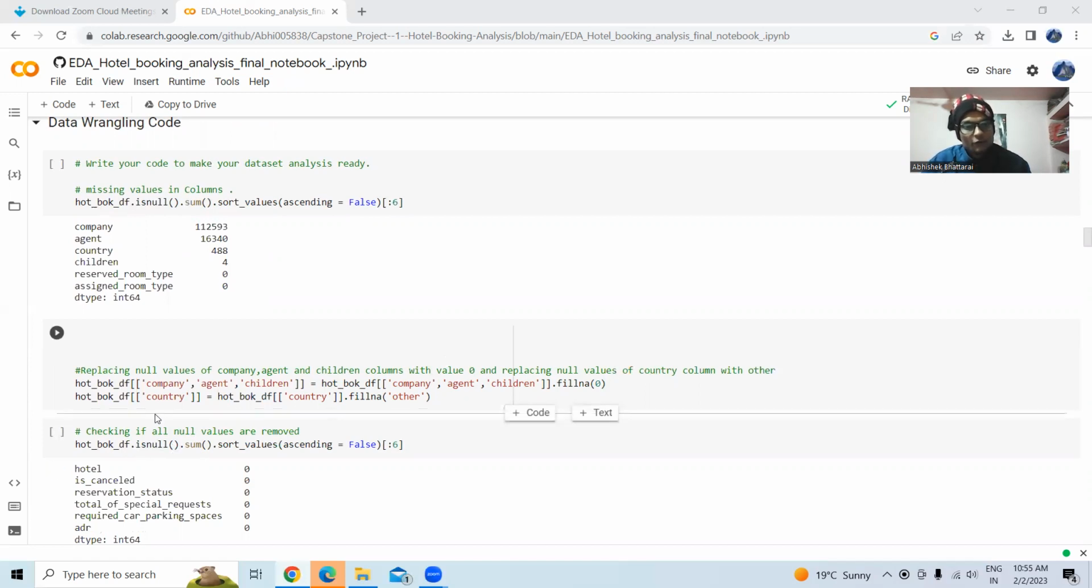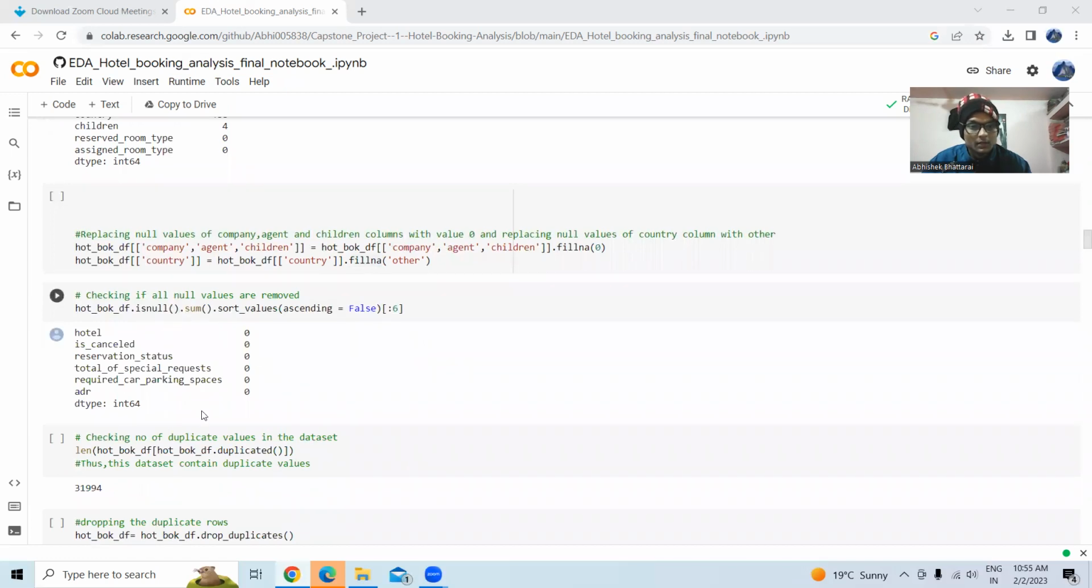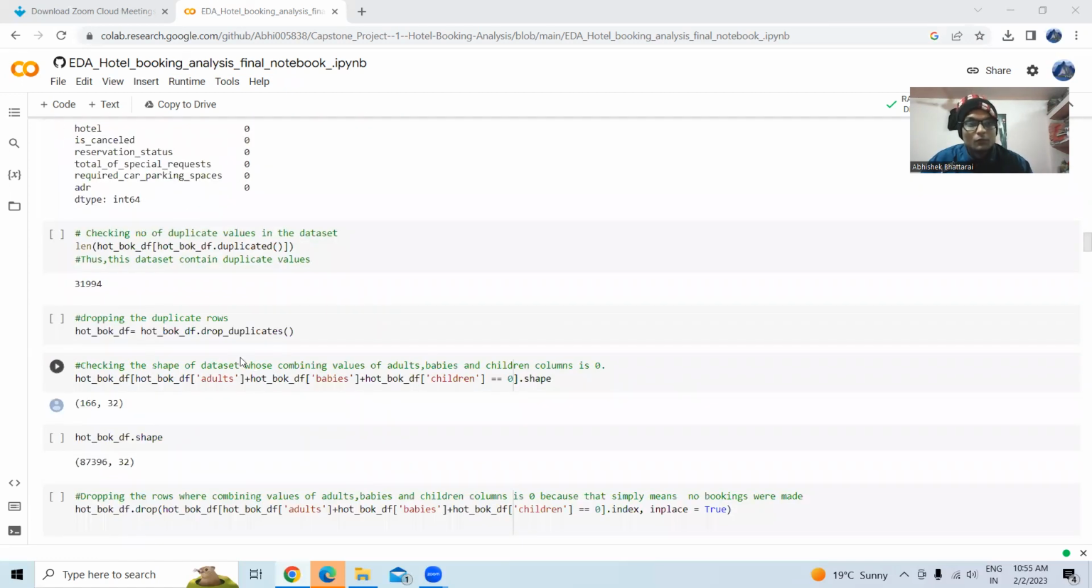We have filled the null values of country with 'other', because if someone does not belong to any listed country, it is good to fill 'other', so that they belong to some country that is not mentioned here. Now we can see that all null values are removed. We also have to remove the duplicate rows, because they will have an impact on our data set, so we have removed them here.